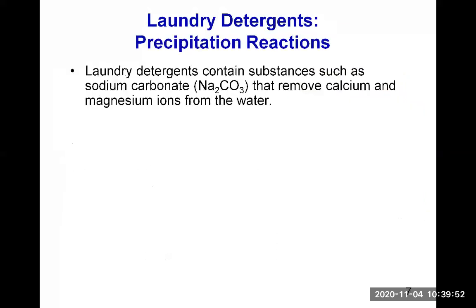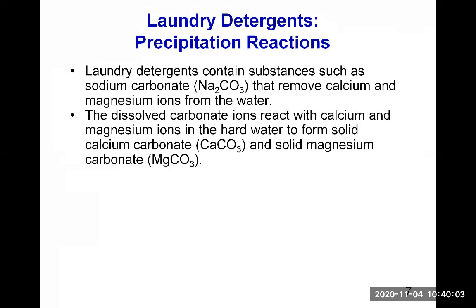And so laundry detergents contain substances such as sodium carbonate, Na2CO3, that remove calcium and magnesium ions from the water. So the dissolved carbonate ions, because when you have sodium carbonate, it's soluble in water, and so the carbonate ions are dissociated from the sodium ions, and the carbonate will react with calcium and magnesium ions in the hard water to form solid calcium carbonate and solid magnesium carbonate.